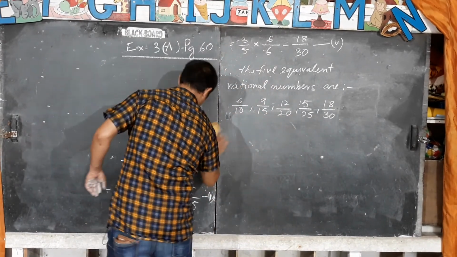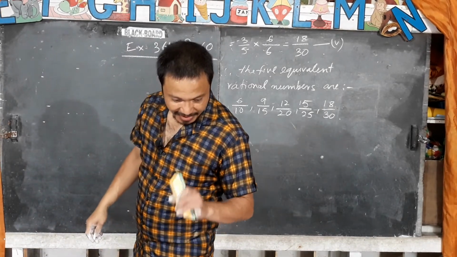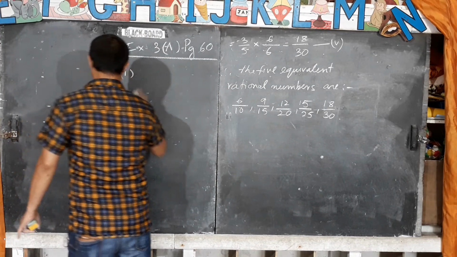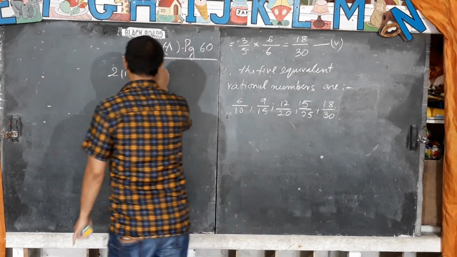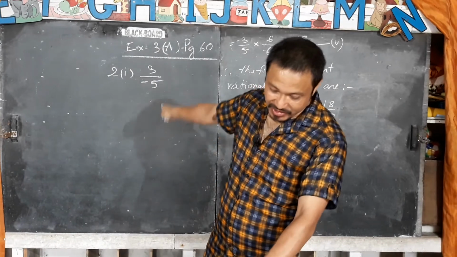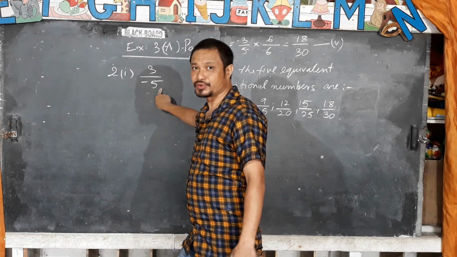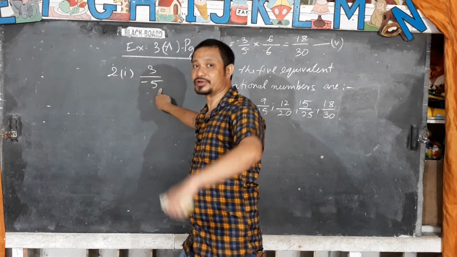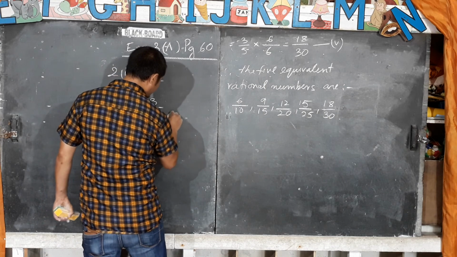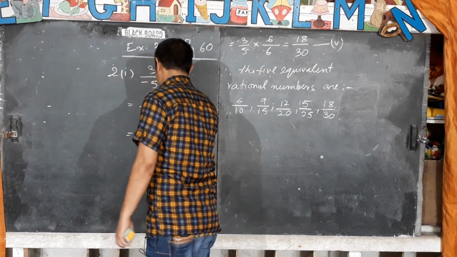So question number 2. It is: write each of the following rational numbers with a positive denominator. So we have the rational number here, 3 upon minus 5. And the question says this rational number needs to have a positive denominator. Okay, minus 5. So how do you convert this into a positive denominator? What you do, the next step is 3 upon minus 5 into minus 1 upon minus 1. So what happens now? So minus 1 threes are minus 3.